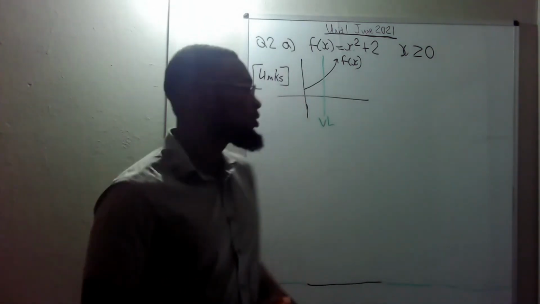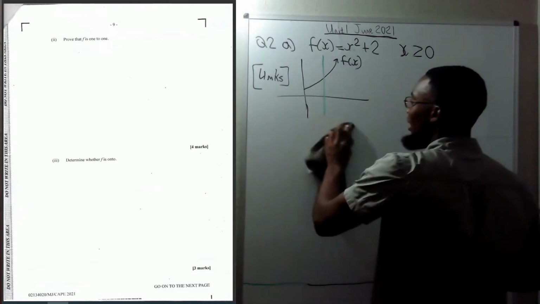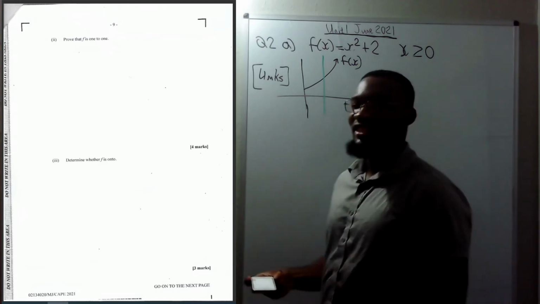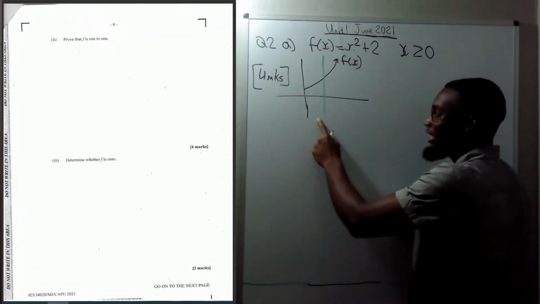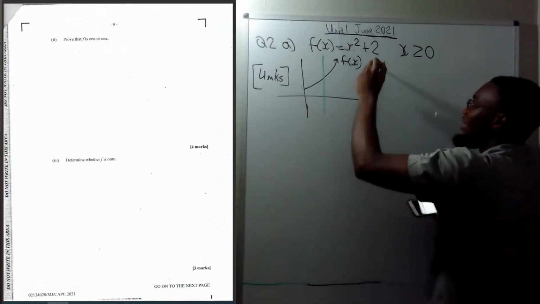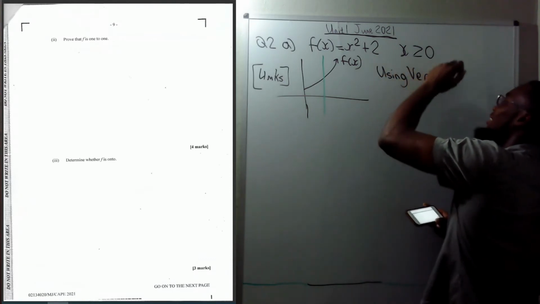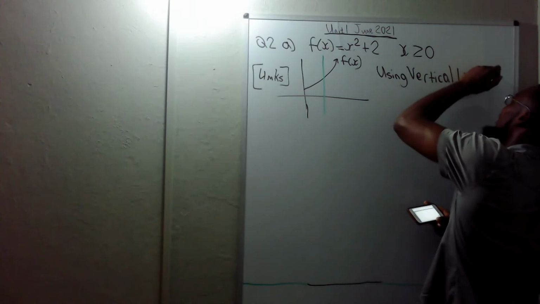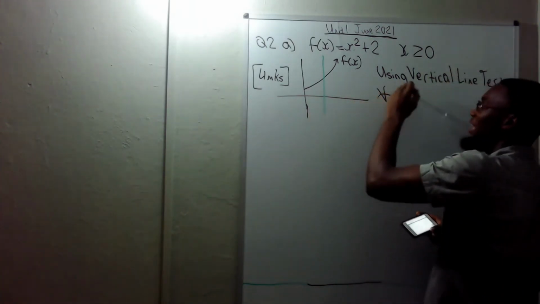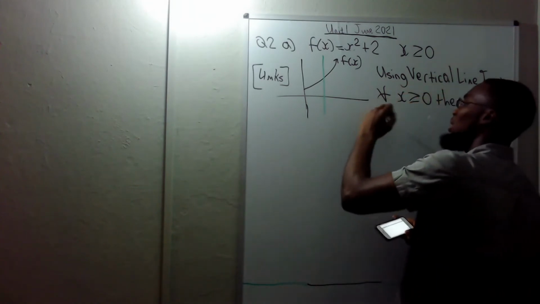Alright, so part 2 says determine whether f is onto. Now, I didn't erase my vertical line because I'm going to do it using the vertical line test again. Now look at this. Using the vertical line, what we can clearly see is that for all x values bigger than or equal to 0, there is a corresponding y value.